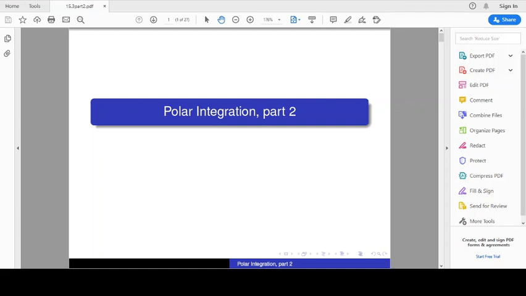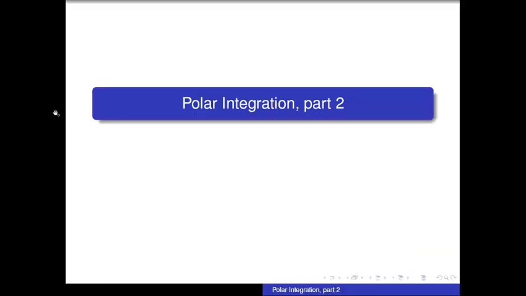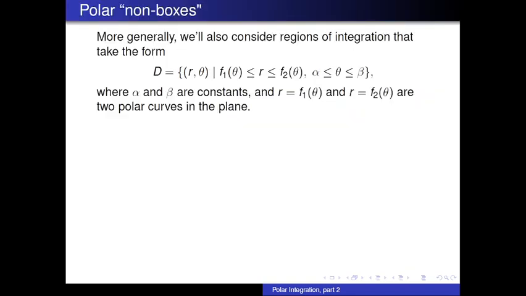All right, everybody, welcome back. So, as we were saying before, at the end of the first part of the talk about polar integration, we talked about polar boxes. Now, let's talk about polar non-boxes. Generally there could be more possible polar non-boxes than just the ones that we're going to see here, but we can't get it all in.